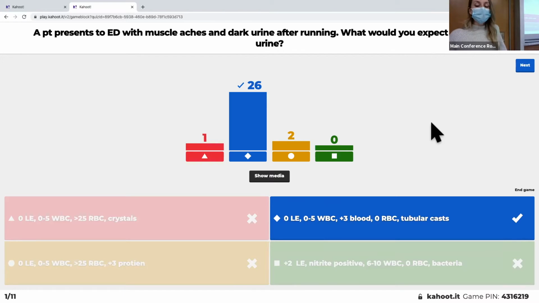You will see 3+ blood because the urine analyzer misinterprets both myoglobin and hemoglobin as heme and therefore as blood. But on microscopic analysis, you shouldn't see any red blood cells. And then there will be tubular casts. And serum CK levels in rhabdo are usually 5 times the upper limit of normal. And then complications are hyperkalemia, hyperphosphatemia, hypocalcemia.